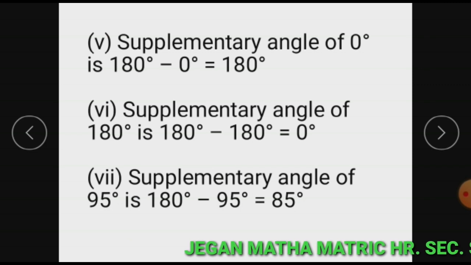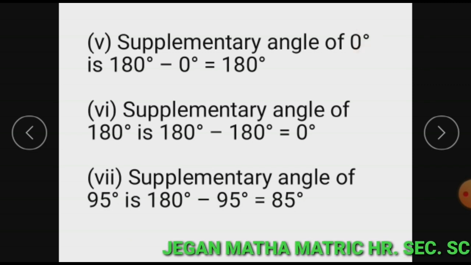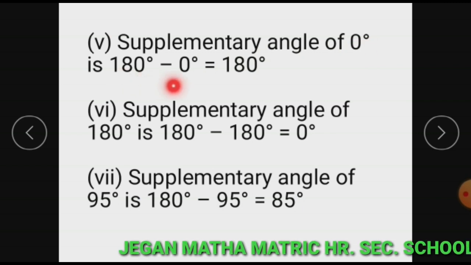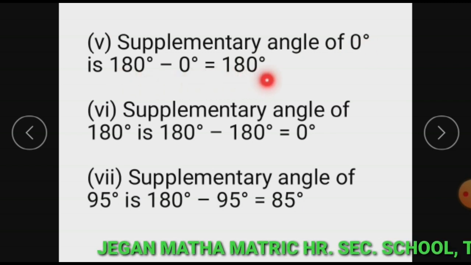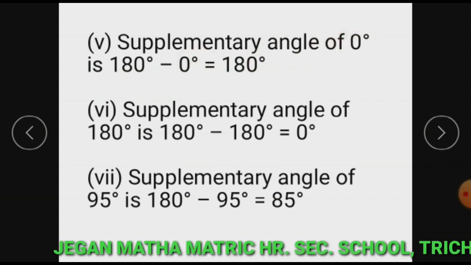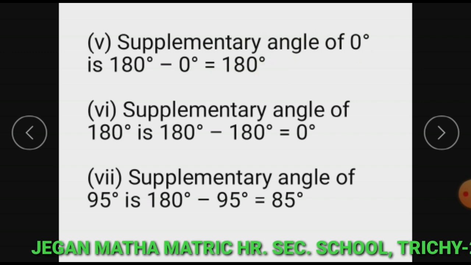The given angle is 0 degree. Supplementary angle of 0 degree equal to 180 degree minus 0 degree equal to 180 degree. So supplementary angle of 0 degree is equal to 180 degree.